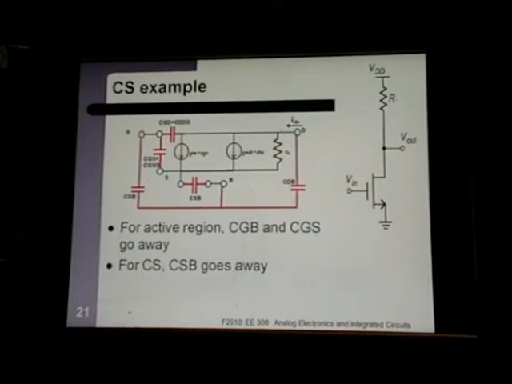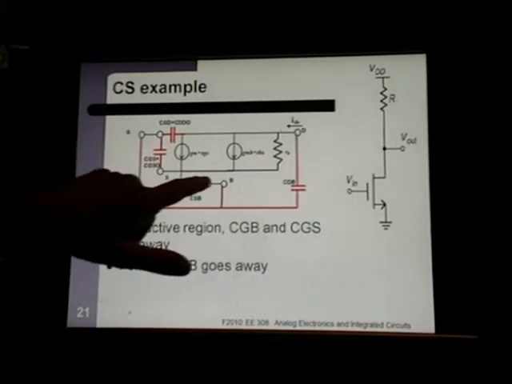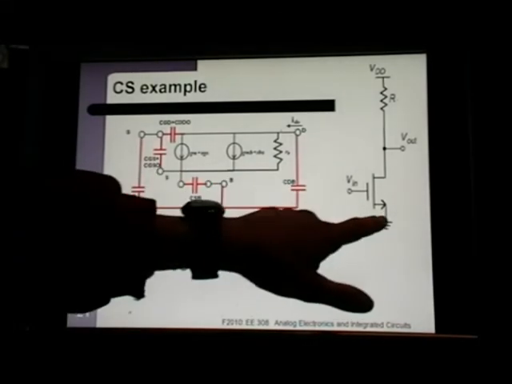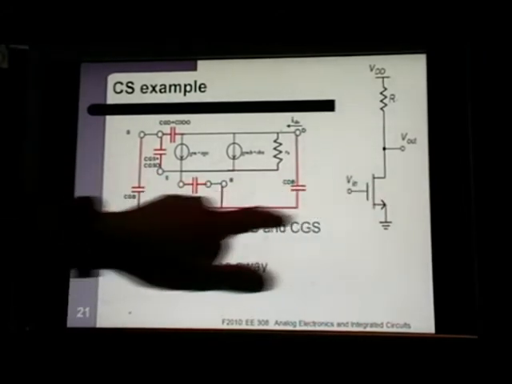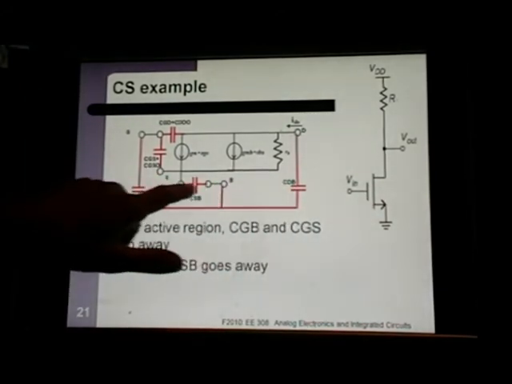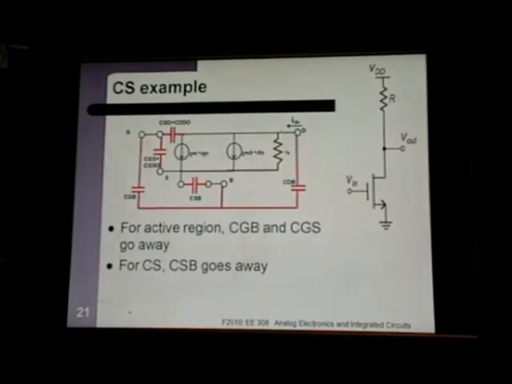Okay, for the active region, let's go back to an example of an actual circuit here for common source. Okay, as I mentioned, these capacitors right here, capacitances, they are all of the capacitance that could possibly exist, but for a common source you can get rid of a few. For example, the source and the bulk. Source is connected to ground, bulk is connected to DC, so it's a capacitor between grounds. That disappears, so that one goes away.